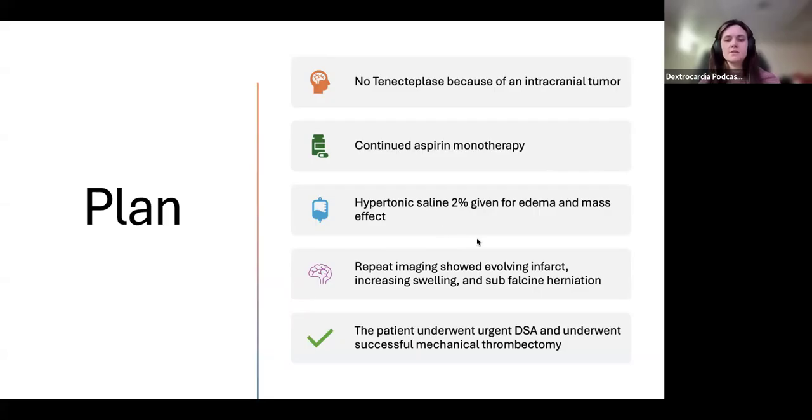He was given hypertonic saline 2% for the edema he was experiencing and the mass effect it was causing. They had repeat imaging ordered, and it showed an evolving infarct, increasing swelling, and a developing subfalcine herniation. So this person underwent urgent DSA, which is a really cool image that I've been able to see this last month. You can almost get a 3D rendering of the vessels and understand better what's going on. And then during it, they did a mechanical thrombectomy.